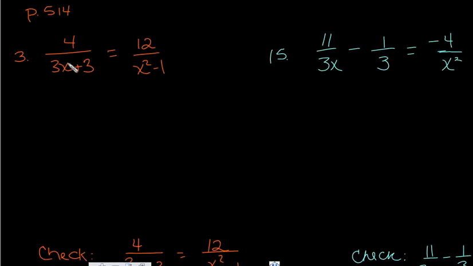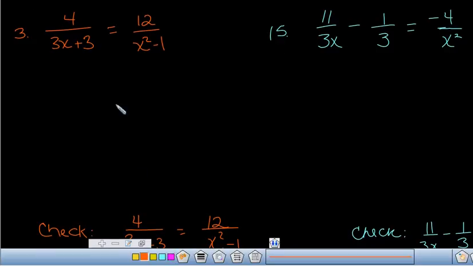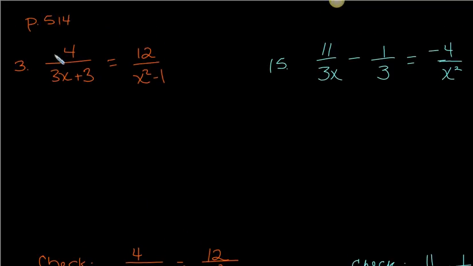In this first example, you can see I have two terms, and a term again is this whole package is one term, and this is another term. So the first thing you want to do is make sure that they're set equal to each other. And now you can take cross products. So I'm going to multiply 4 times x squared minus 1, which is going to give me 4x squared minus 4. And then I'm going to multiply 12 times 3x plus 3, and this gives me 36x plus 36.